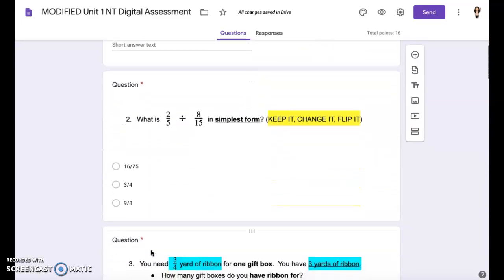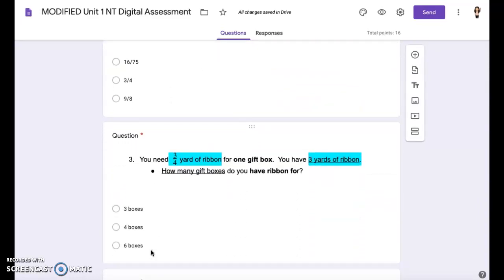Number 2. What is 2/5 divided by 8/15 in simplest form? Reminder to keep it, change it, flip it. Is it 16/75, 3/4, or 9/8?